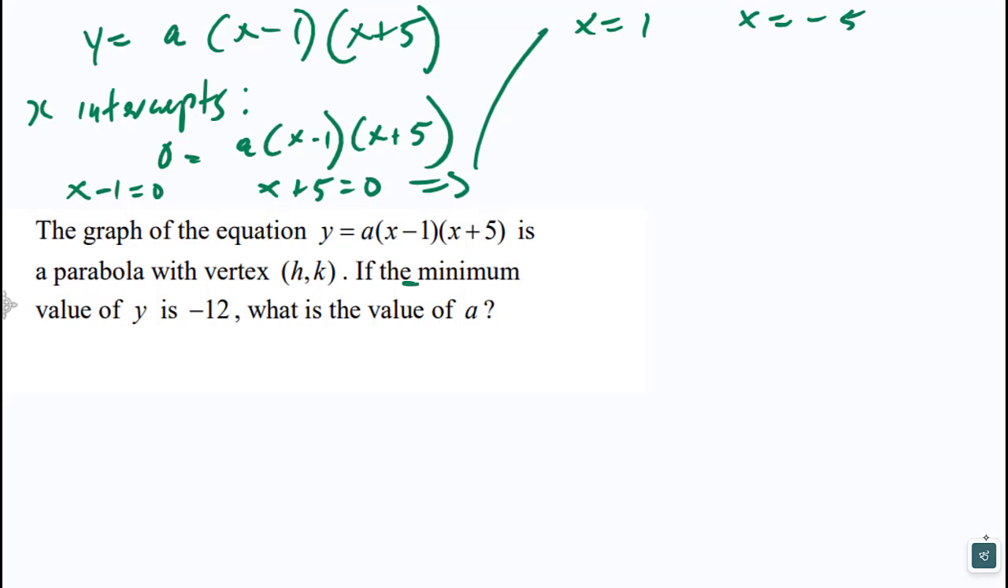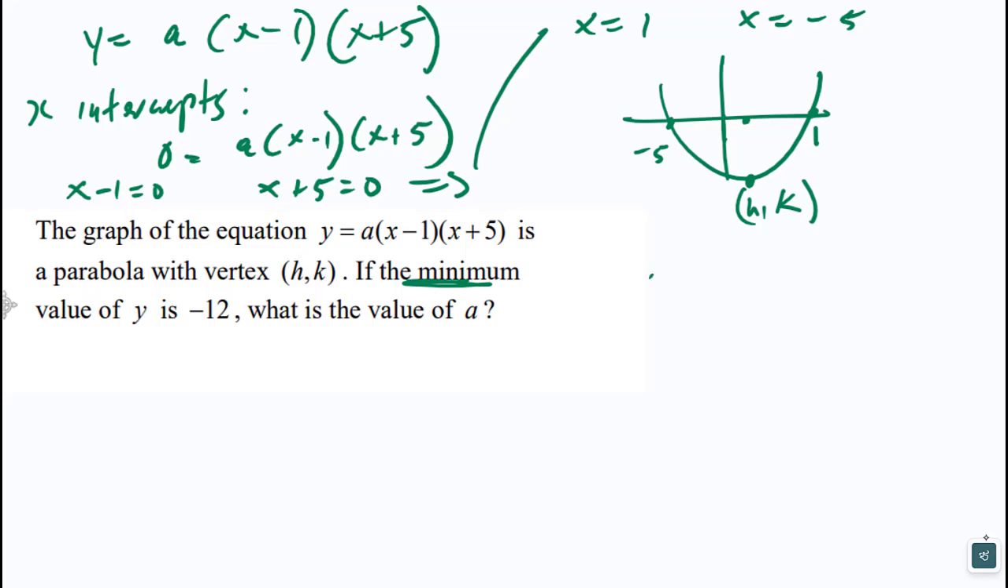Now they told us we have a minimum, so the graph is a minimum, looking something like this, and I have my zeros at -5 and 1. So if that is the case, right here, the midpoint of this, my h value, this is going to be (h, k), which is going to be the midpoint. h is going to be the midpoint between -5 and 1. So h is simply going to be equal to (-5 + 1)/2. So that's going to be -4/2, which is simply going to be -2. So that's going to be my h.